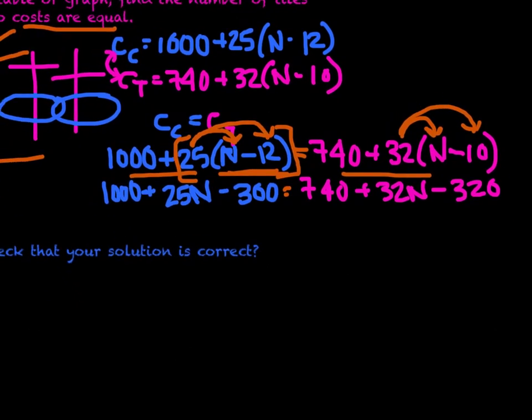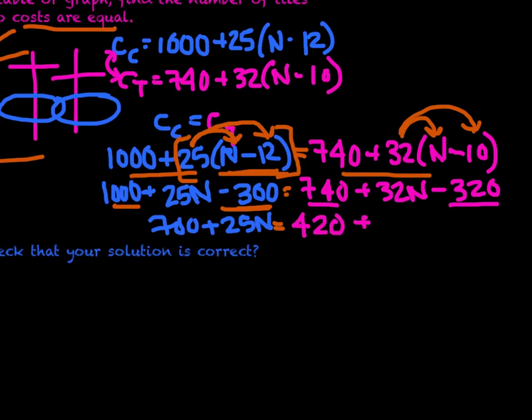We have a little bit of like terms that we can combine. We have 1,000 minus 300, so we can do that math. 1,000 minus 300 is 700. And then we still have plus 25n, and that is all equal to 740 minus 320, so we can do that math as well. That is 420 plus 32n.